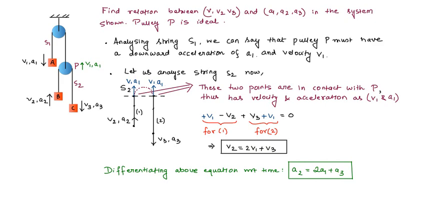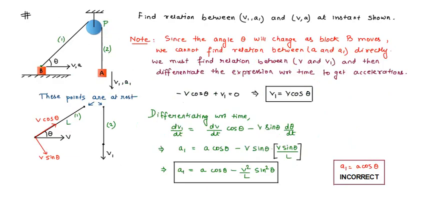Okay, so this is a very important point, that if angles are changing, you cannot write a relation between the accelerations directly. So here if someone writes that a1 equal to a cos theta, this will be an incorrect expression. So if the angles are changing, just write the relation of velocity and differentiate it with respect to time. While differentiating, you will definitely get a term of d theta by dt.